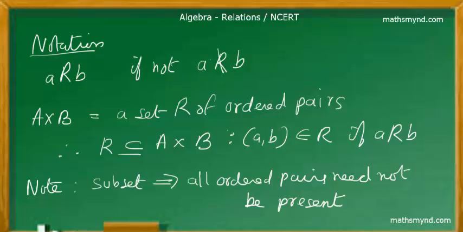Now, one point we can infer from this statement is that it's a subset, which means that it isn't necessary that all possible ordered pairs of a particular Cartesian product ought to be there in the relation. Such a thing is not necessary. So that's an important point here.